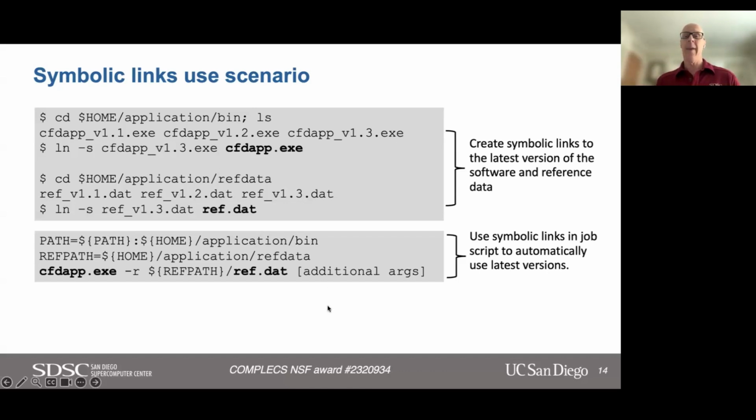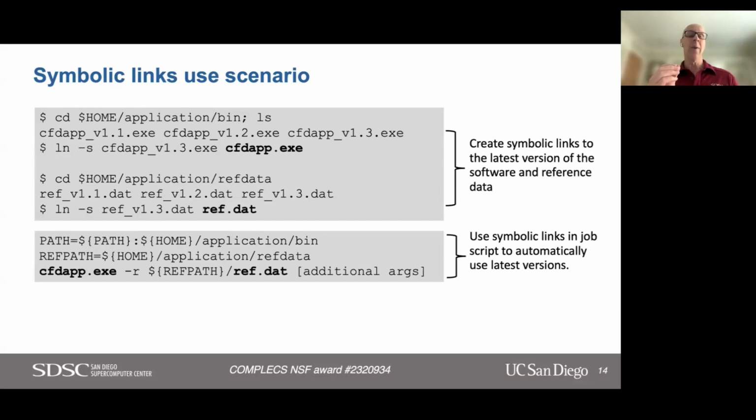Now, let's say we have a job script where we're going to execute this CFD application. Here, notice that I have in bold cfd_app.exe. I did not specify a particular version. I'm just using the symbolic link, which I assume is always going to be pointing to the latest version. And same thing with the reference data. I didn't have to refer to a particular version of the reference data. I just used the symbolic link, ref.dat. And behind the scenes, I'm going to always keep that updated to point to the next version. So this makes it much more convenient.